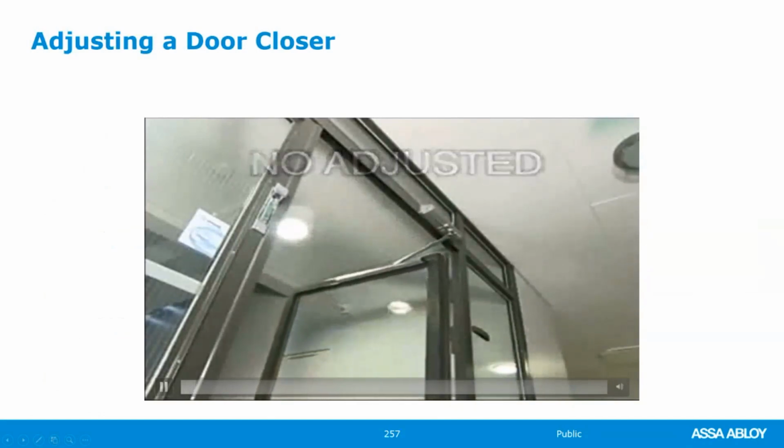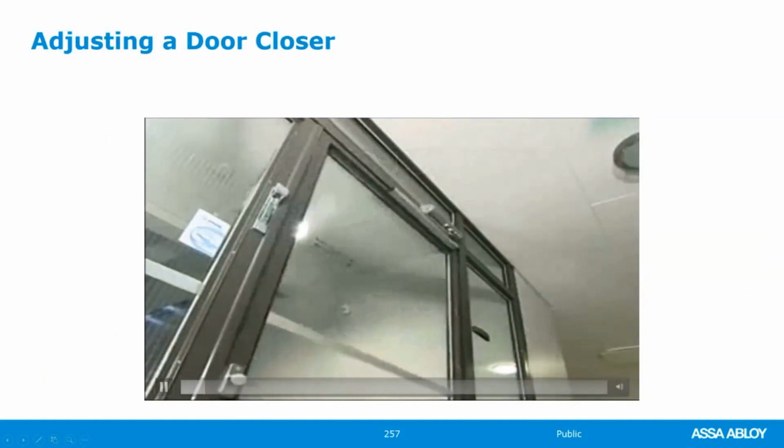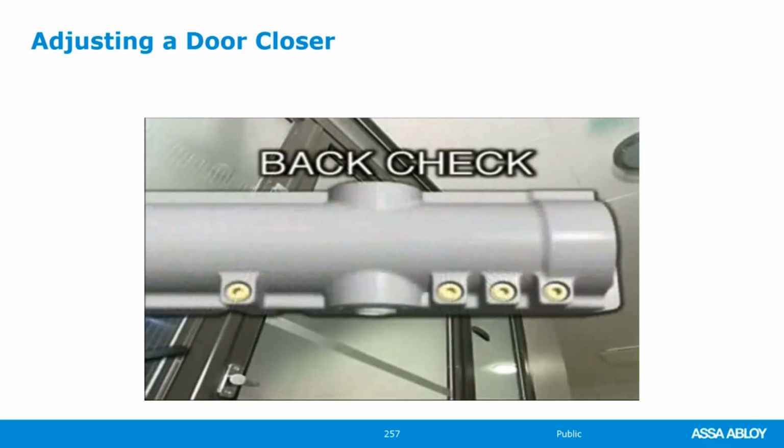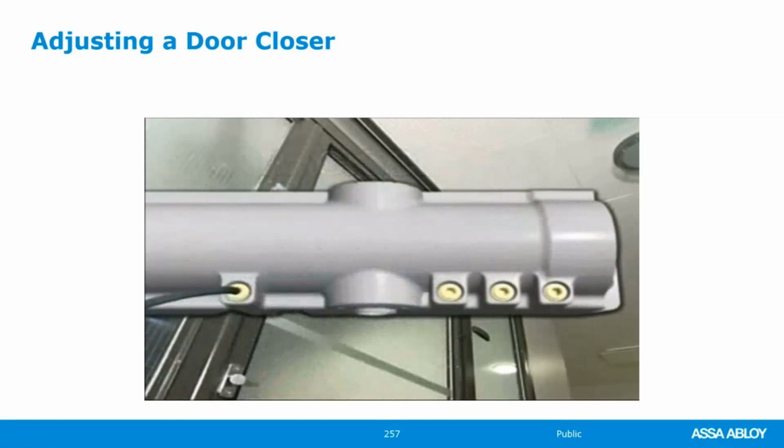Typical door closer not adjusted. It's slammed open, slammed closed. That is not going to last terribly long. The first thing we're going to adjust is that back check, which cushions the opening cycle at about 65 degrees.